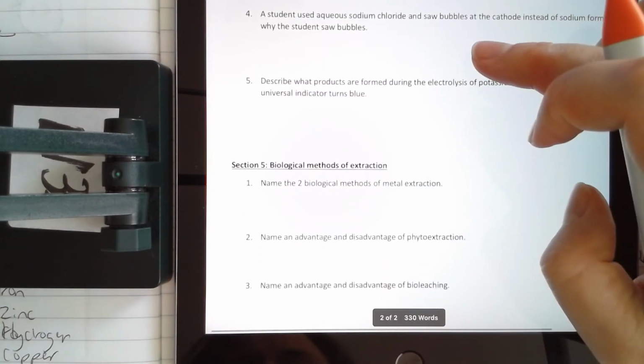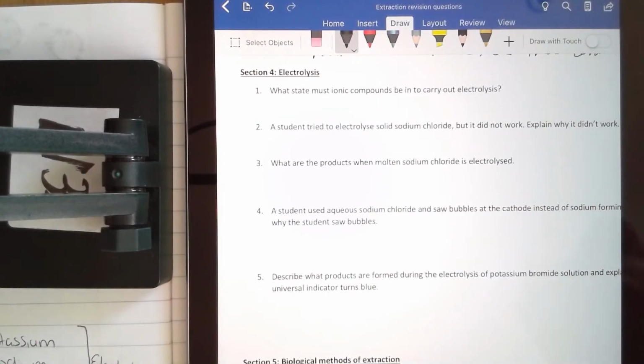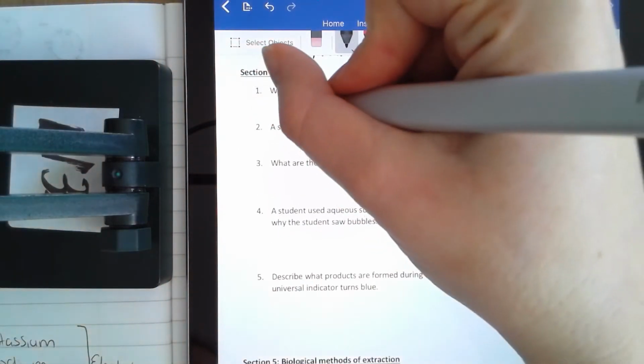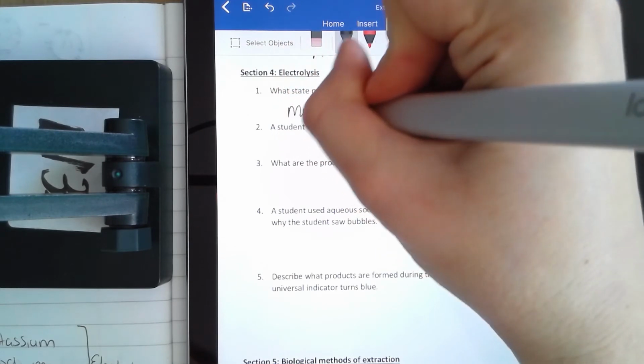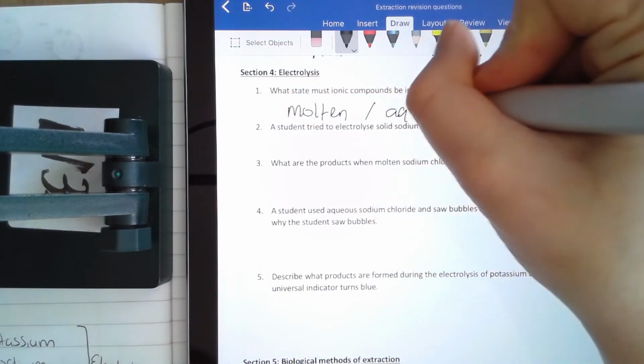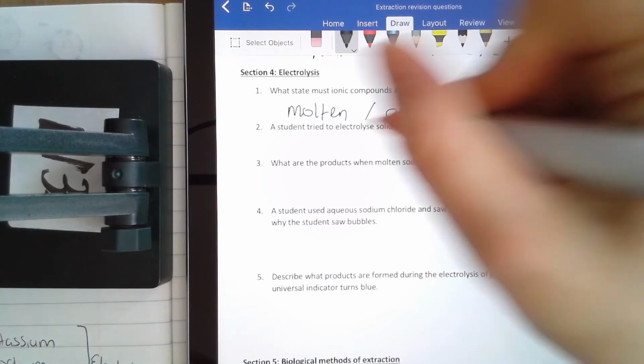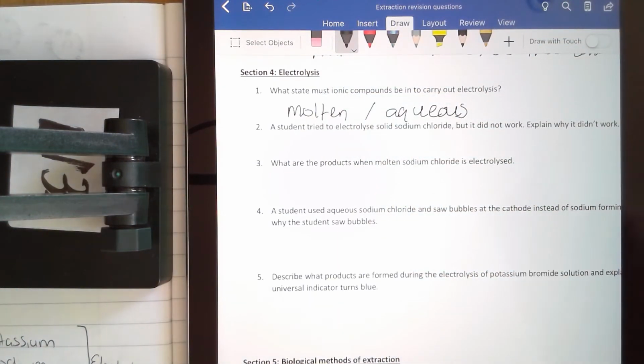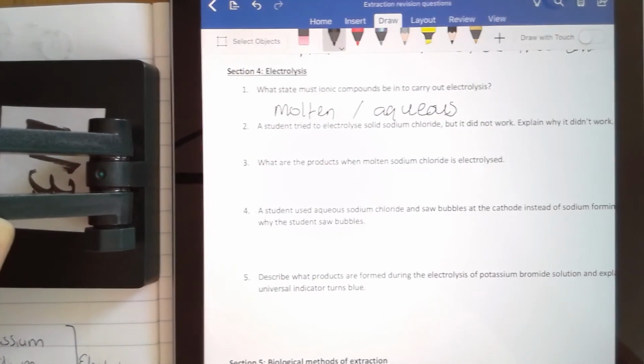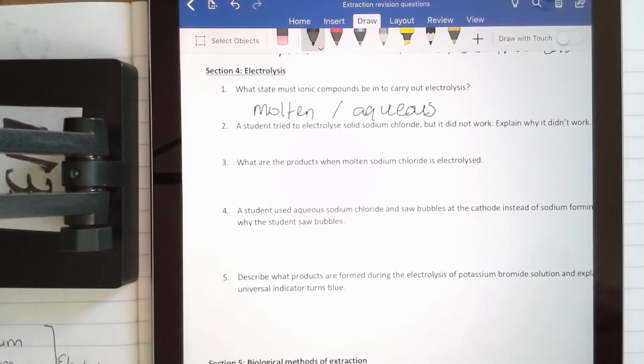Move on to electrolysis. We've seen this question so many times. What state must ionic compounds be in to carry out electrolysis? They must be molten or aqueous. Okay, they have to be in liquid form. To get them in liquid form, melt them or dissolve them in water. A student tried to electrolyze a solid. It didn't work. Why did it not work?